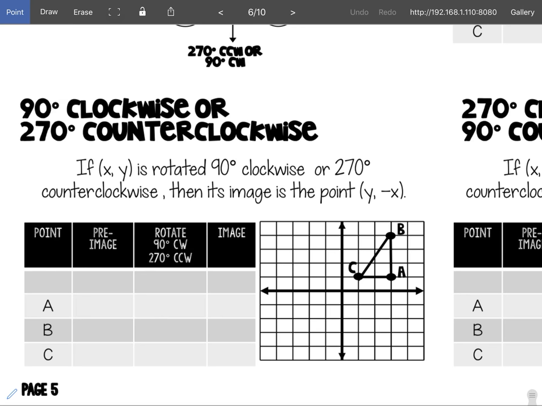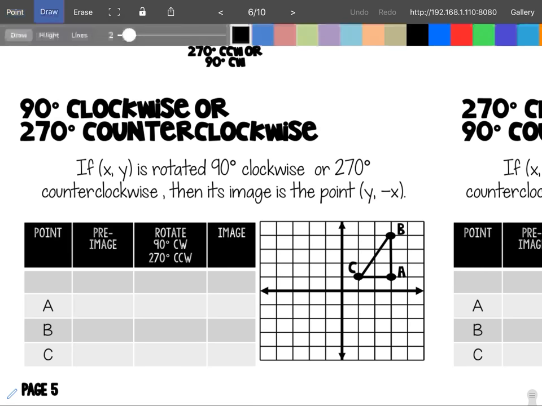Okay, so here we go. They give us this triangle ABC, all right? And if we want to rotate a point 90 degrees clockwise, which would be the same thing as 270 degrees counterclockwise, then you can see the rule is given right here. (x, y) is going to go to (y, negative x). And that's rotating about the origin, okay? So you're rotating around the point (0, 0).